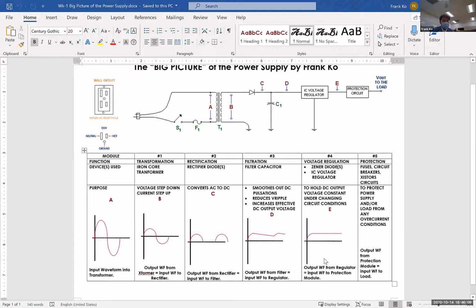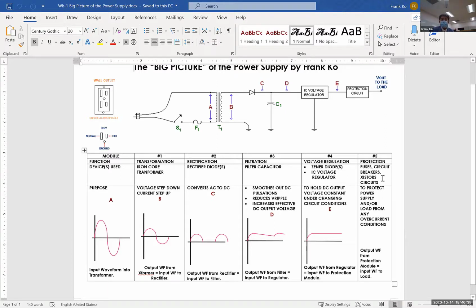What's it say at the bottom of module 4? Output waveform from regulator equals input waveform to the protection module. So take a look at module number 5. The function is called what? Protection. And what type of devices do we use for protection? They are listed as fuses, circuit breakers, and other transistor circuits.